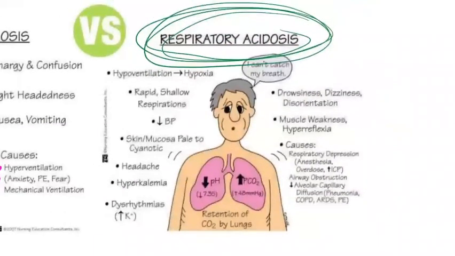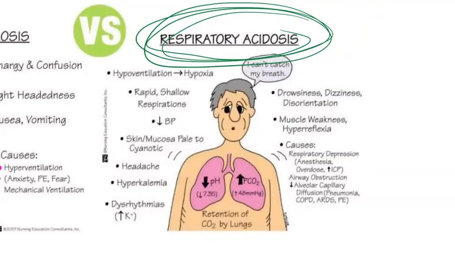In respiratory acidosis, as you can see, some of the causes for respiratory acidosis include respiratory depression, and that can happen because of anesthesia, because of an overdose, okay? It can happen because there's an airway obstruction, okay? And then there's other conditions like pneumonia.